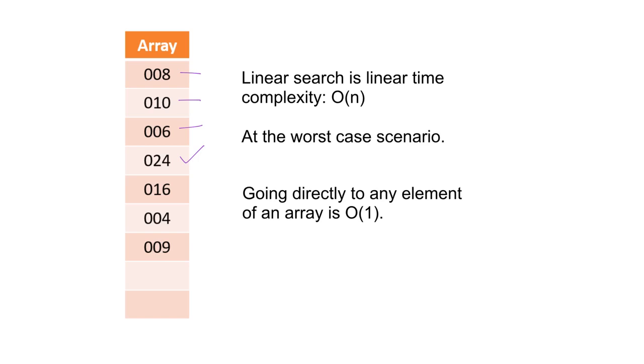Of course, sometimes we don't actually need to search the array one by one. If we know which element that we want to go to immediately, then the time complexity is O(1), because the size of the array really doesn't matter. We can pick out any element of the array at any time.